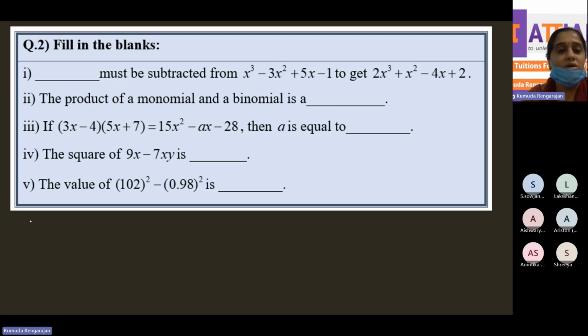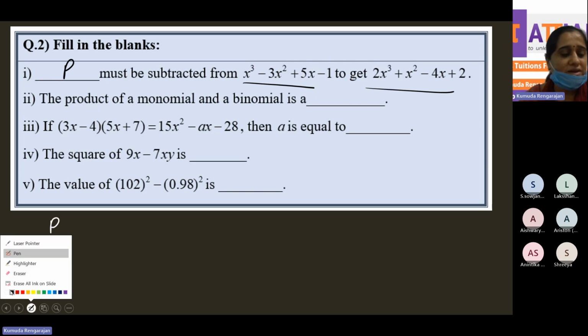I'll let you know. So in the first one, what must be subtracted? What must be subtracted from the first expression to get the second one? We don't know. So let something like P be subtracted. So let's say P should be subtracted from x cubed minus 3x squared plus... So we'll just say that P should be subtracted from this one to get this. All right. So how do you express that?